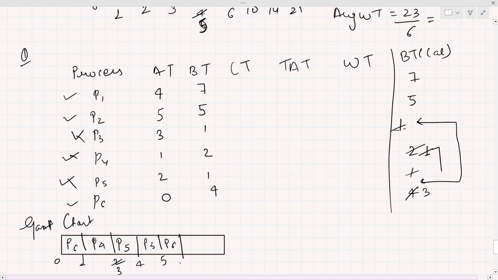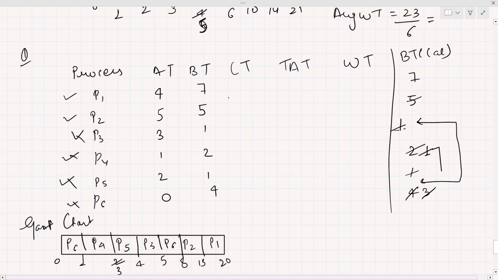So 5 and 3 is 8, and the P6 process is also completed. P1 and P2 have the smallest burst time, so P2 will get the CPU, and the burst time is 5. So 8 and 5 become 13, and after that P1 becomes available, burst time is 7, and 13 and 7 is 20. So the Gantt chart looks like this. Gantt chart for this particular question looks like this.